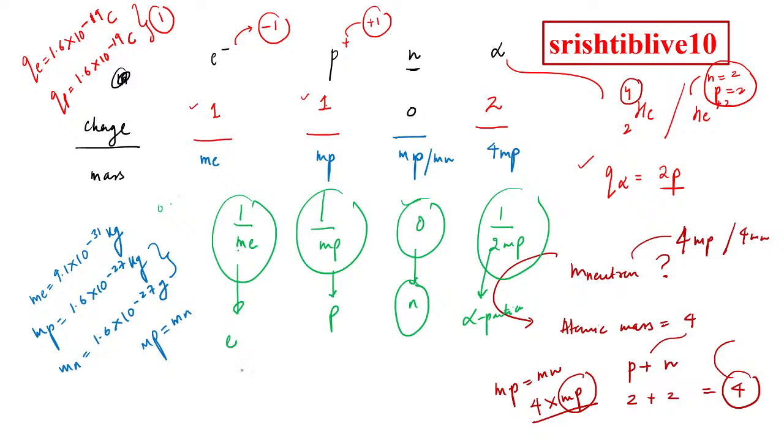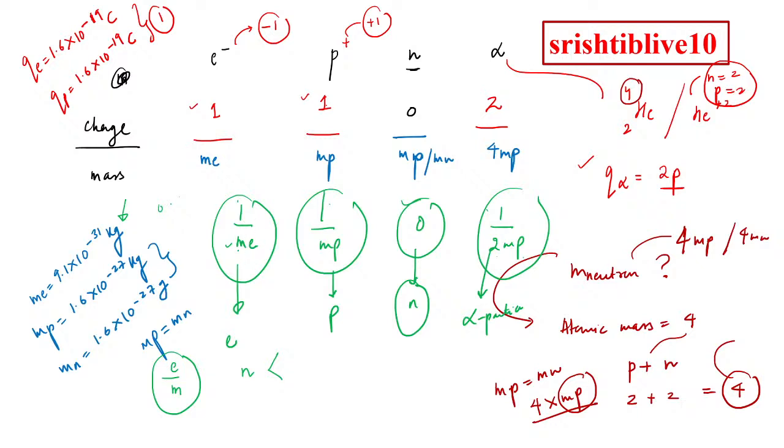So first of all, we are arranging them by the e by m ratio, that is the charge by mass ratio. First we'll have the neutron, then 1 by me, 1 by mp, 1 by 2 mp. I know the mass of electron is less than the mass of proton. If the denominator is less, the value is going to increase. So this denominator is less.